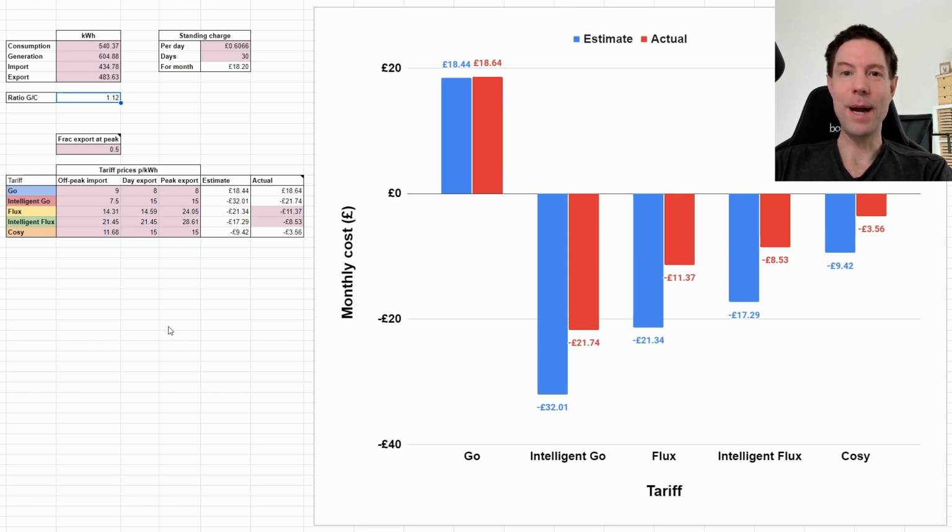I will meet you back here, and we will do the same thing, and I will show you whether or not I made the right decision switching to Intelligent Flux or not.